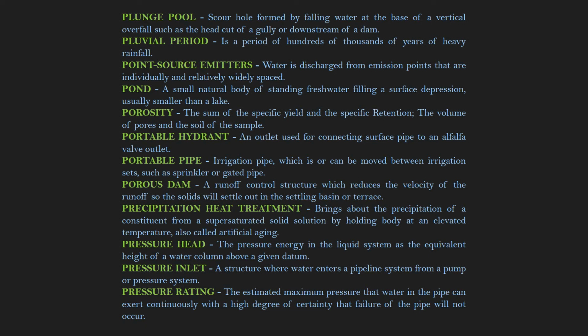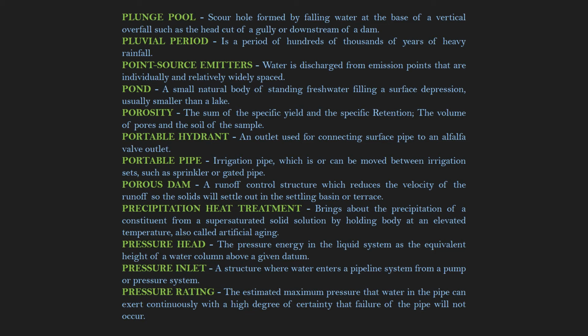Porosity. The sum of the specific yield and the specific retention. The volume of pores in the soil of the sample. Portable hydrant. An outlet used for connecting surface pipe to an alfalfa valve outlet. Portable pipe. Irrigation pipe, which is or can be moved between irrigation sets, such as sprinkler or gated pipe. Porous dam. A runoff control structure which reduces the velocity of the runoff so the solids will settle out in the settling basin or terrace.